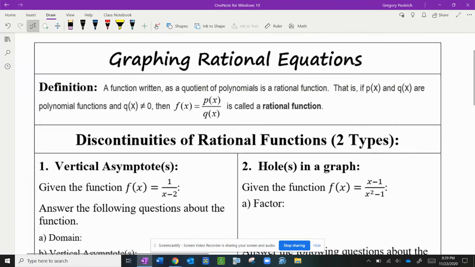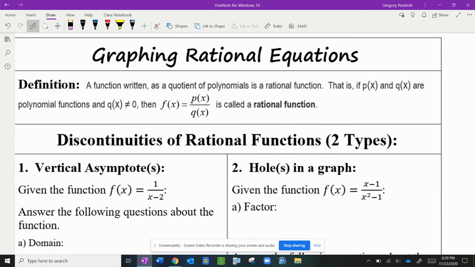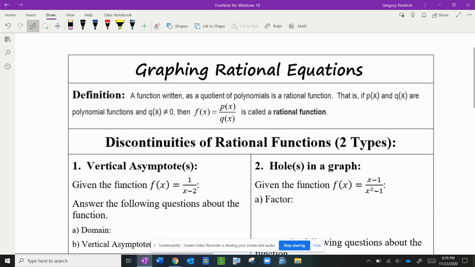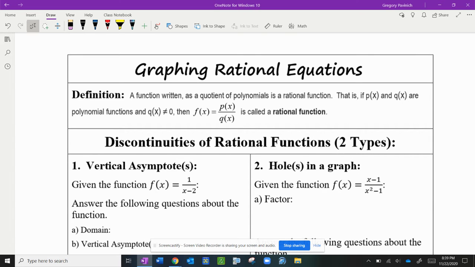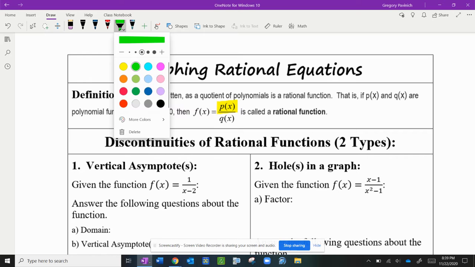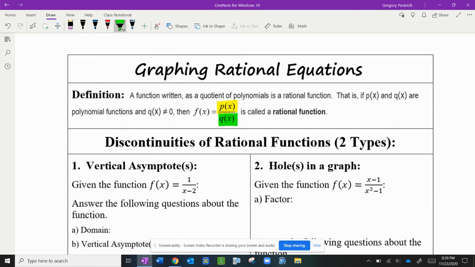Hey, this is our next INB on rational equations. It's going to be called graphing rational equations. Don't forget, a rational equation is just two polynomials divided by each other. There's a polynomial in the numerator, and then we have a polynomial in the denominator, and they're dividing with each other. Just remember, the polynomial in the denominator, q of x, cannot equal 0.